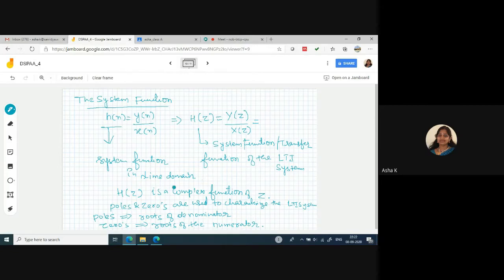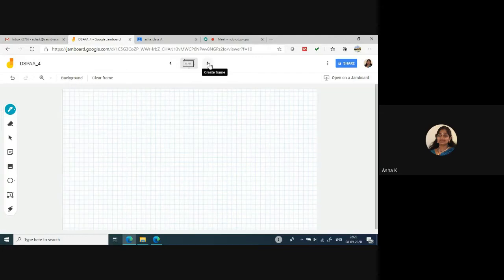So after this topic, that is convolution, Z transform, and system transfer function, we are moving on to the next topic called digital filters. So what are digital filters and how are these digital filters represented, that we are going to learn here.